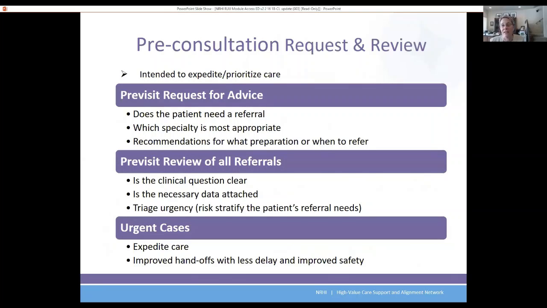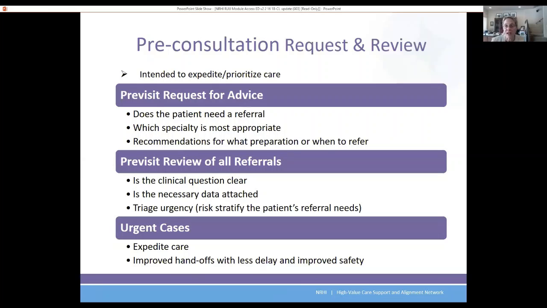Now, this is one of the most powerful strategies that we found, and it's pre-consultation. And there's kind of three ways to use pre-consultation. One is for the requesting clinician or practice to ask the specialty clinic, is this even somebody you see? Does this patient even need a referral? If so, what's the right timing and what's the right workup?